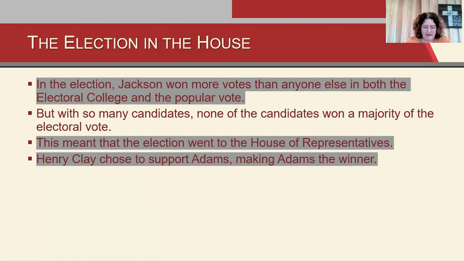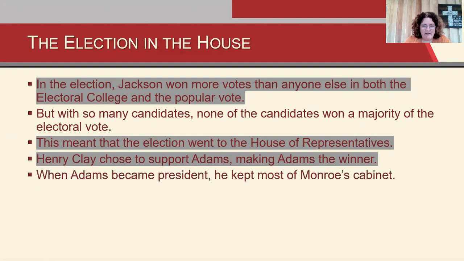Jackson's followers believed that the House had a moral responsibility to pick the man with the largest vote. The founders, however, wanted the 12th Amendment to serve as a check on the populace. The most important factor in the House's decision turned out to be Henry Clay, the Speaker of the House. Whomever Clay chose to support with his votes would be the winner. Since his views were closest to Adams and since he distrusted Jackson's abilities to be president, Clay chose to support Adams, making Adams the winner of the election of 1824.